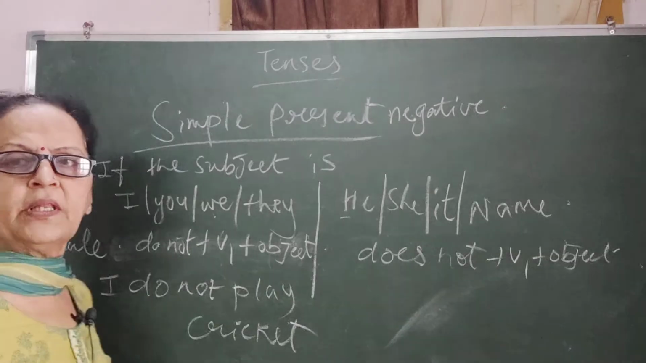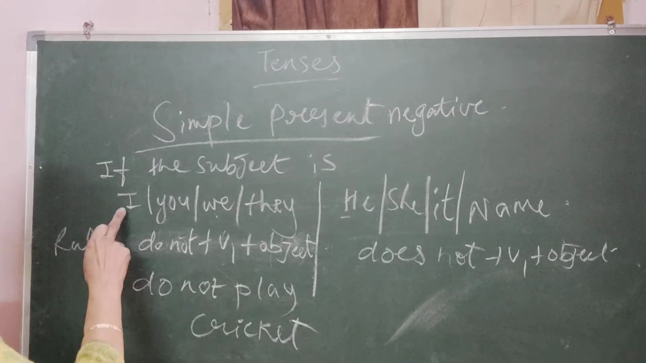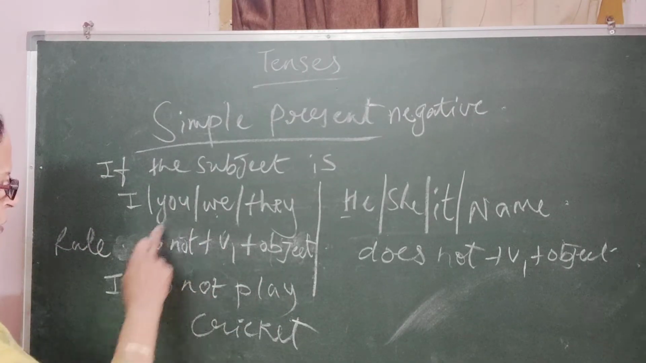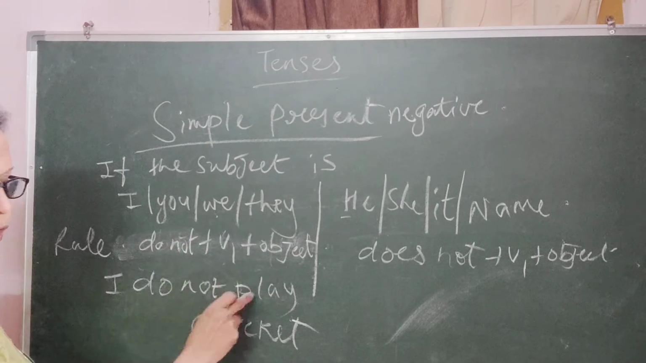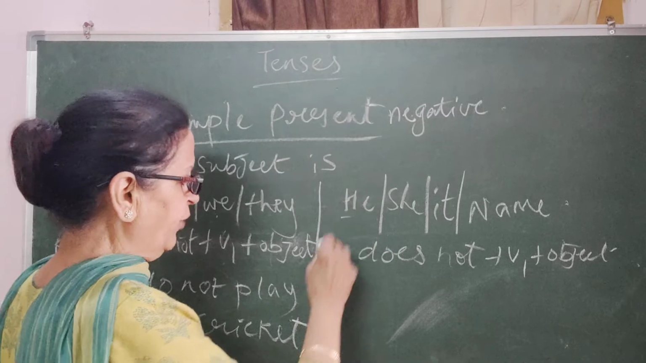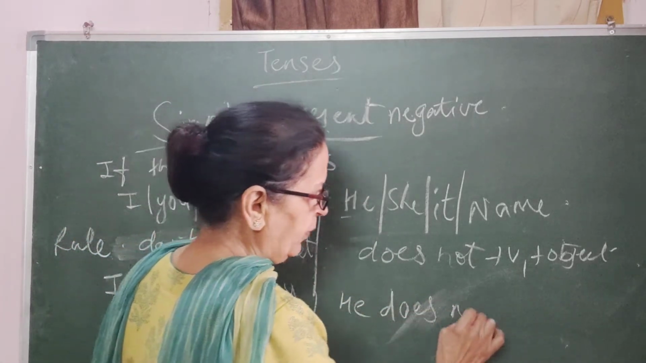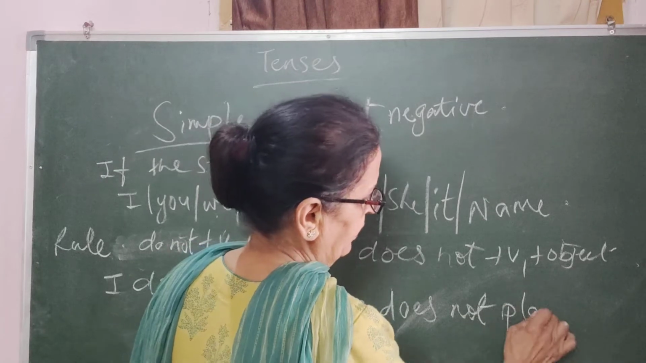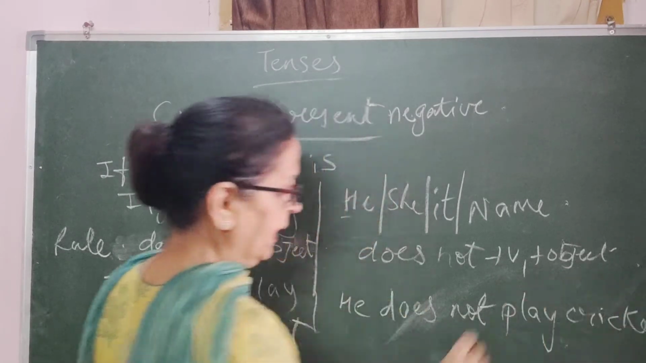You can practice with any other sentences on your own. It's just a game. I do not play cricket. You do not play cricket. We do not play cricket. They do not play cricket. But if I write down he, it will become he does not play cricket. He does not play cricket.